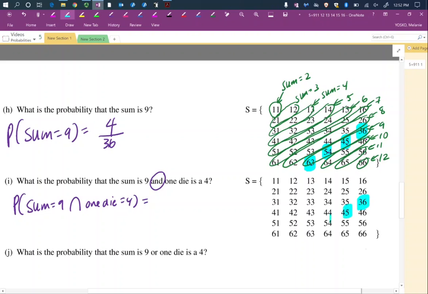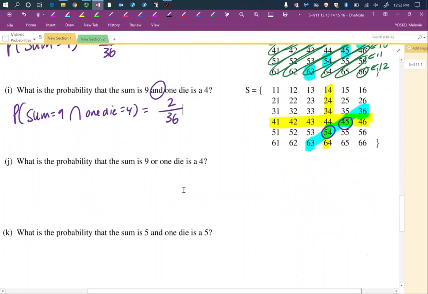These have a sum of 9 here. And one die is a 4, all of these and all of these. So what's in common? This one and this one. It says and, it has to satisfy both. So 5, 4 and 4, 5. This bottom is 36, so there's 2 out of 36.